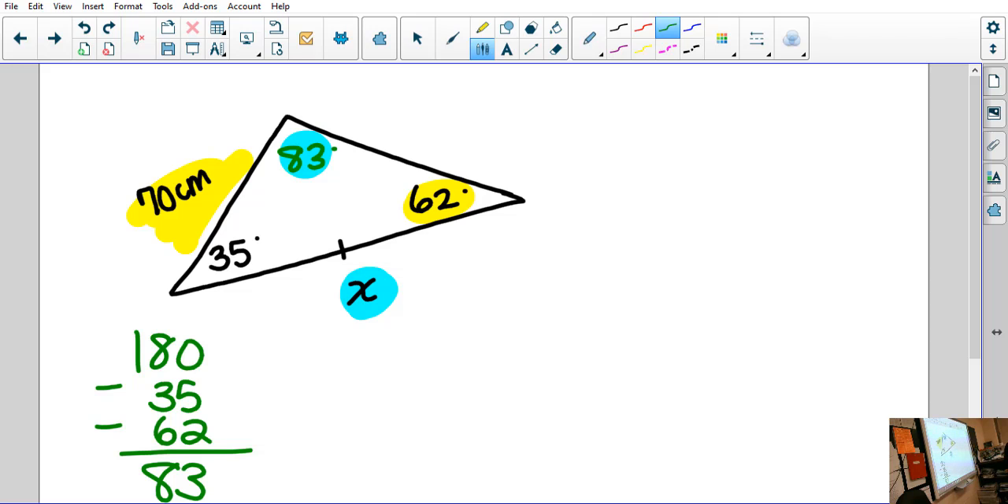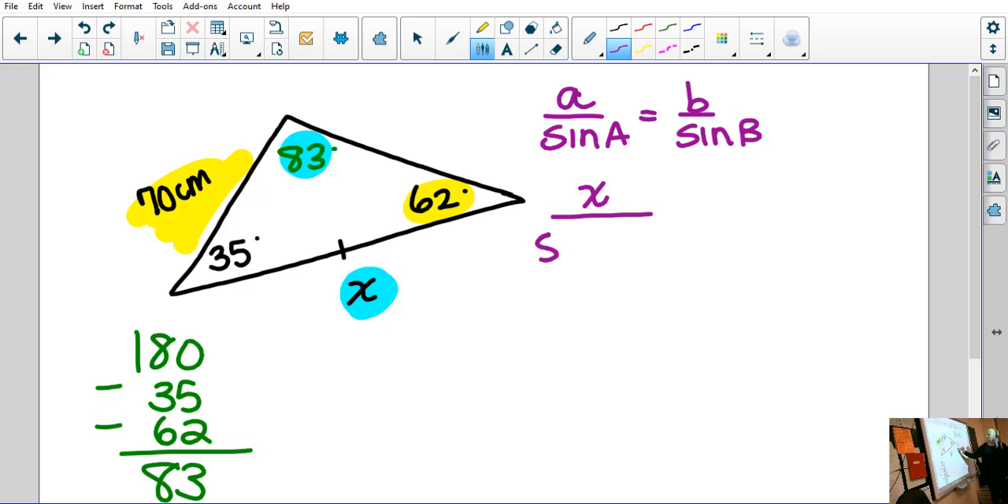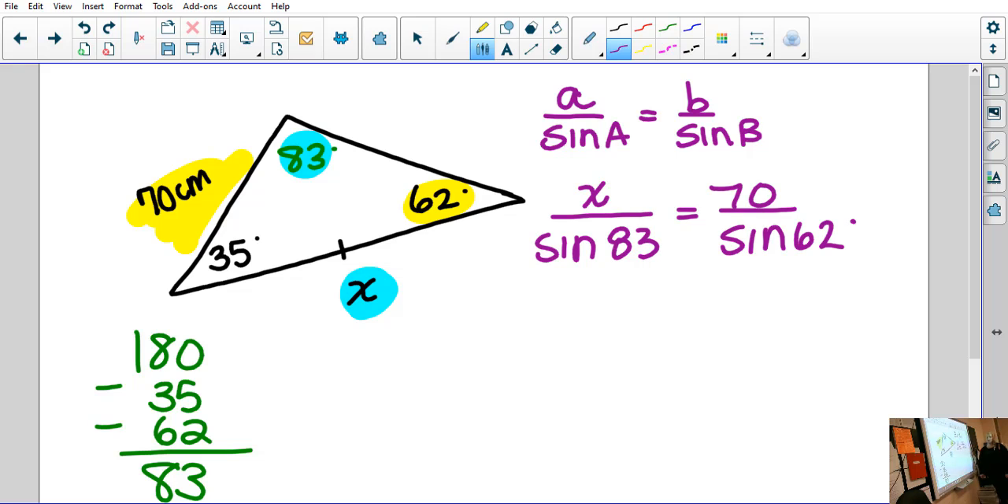So now we know that if I write it out like A over sine A equals B over sine B, the one that I'm looking for is x. It goes with the 83. And the side goes on top, so I go side on top again. 62. And then that could work in the reverse too. They might want that angle, but I knew the other side or something like that.